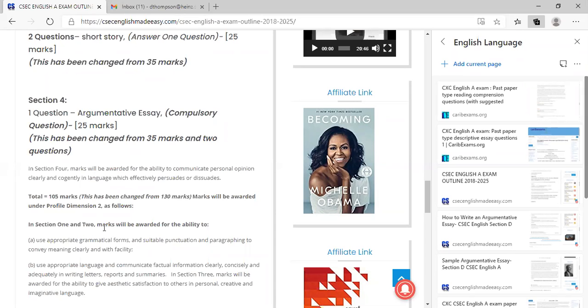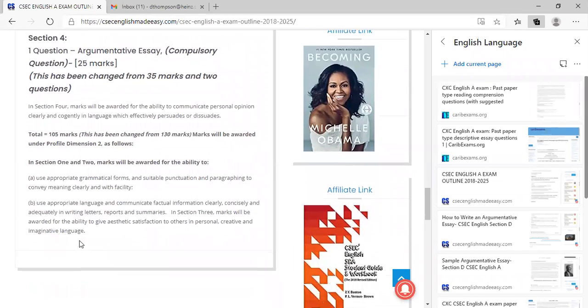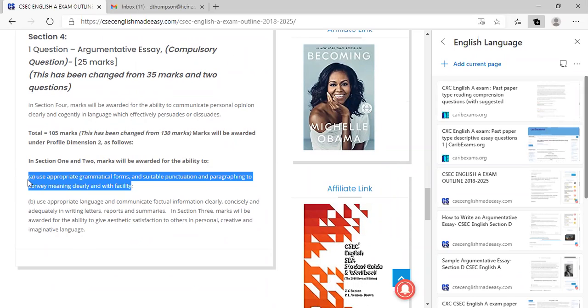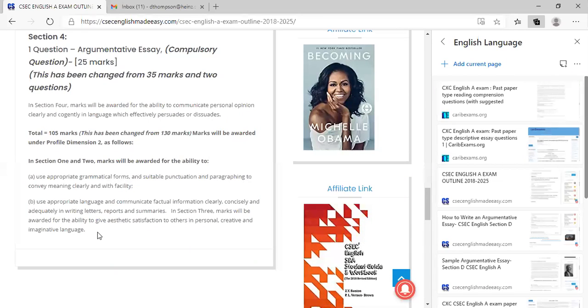So let me tell you what we look for now. Again, you can take pictures or I can give you the notes after. The most important thing again is the grammar, the suitable punctuation, and paragraphing to convey meaning clearly. We call this syntax, where you structure your essay correctly. And the second part now is the information itself. So we give higher precedence to you structuring your essay rather than the information you supply in the essay.